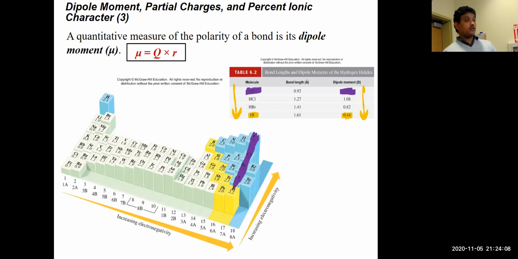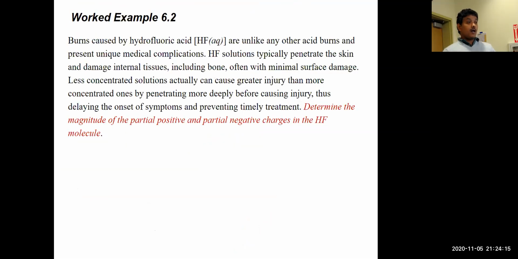And what we are going to do is use this knowledge and apply it to understand this topic. So the problem that we have here is, our ultimate goal is to determine the magnitude of partial positive and partial negative charges in the HF molecule. That's our ultimate goal, but let me spend a couple of seconds explaining the reasoning behind why we are discussing this.